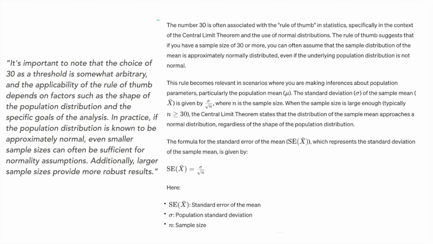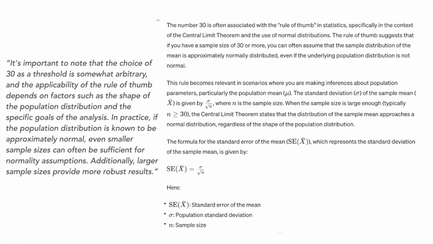The standard deviation of the sample mean is given by sigma by root n, where n is the sample size. When the sample size is large enough, typically n greater than or equal to 30, the central limit theorem states that the distribution approaches a normal distribution regardless of the shape of the population distribution. The formula for the standard error of the mean, which represents the standard deviation of the sample mean, is sigma by root n. Here, standard error is the standard error of the mean, sigma is the population standard deviation, and n is the sample size.